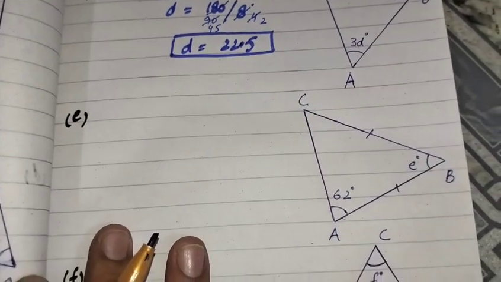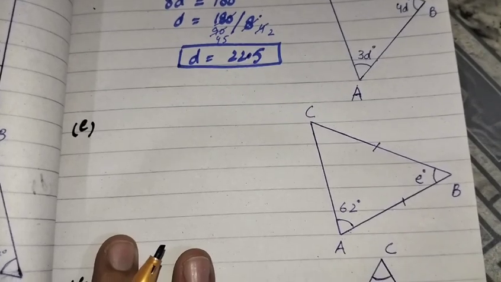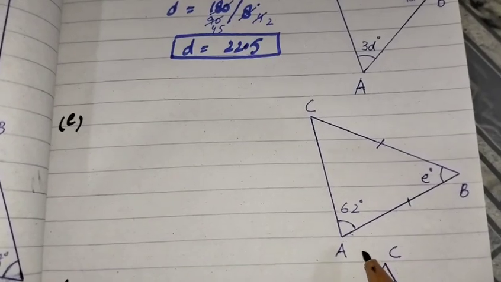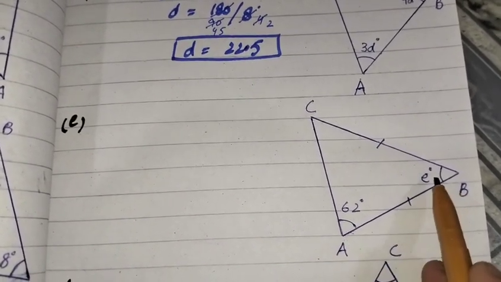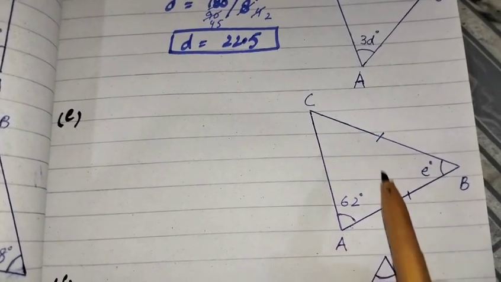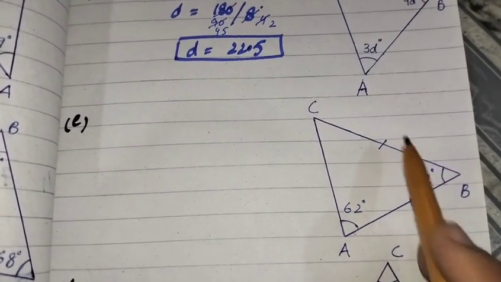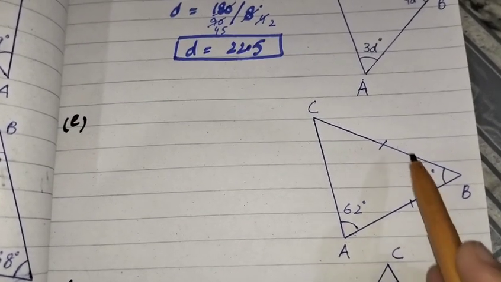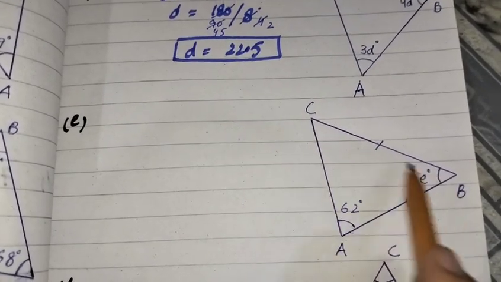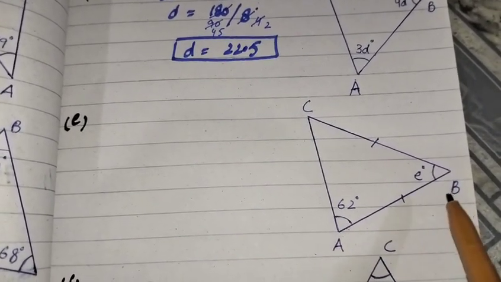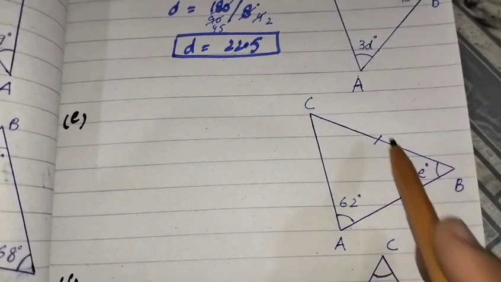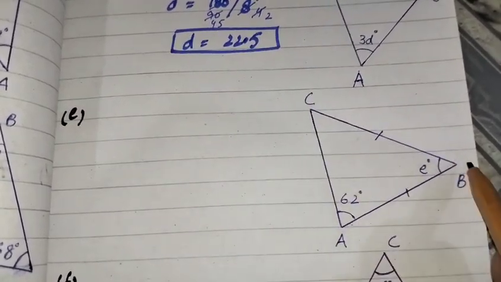Moving to part E. In this triangle we have 62 degrees, E degrees, and this angle is unknown. No angle is written here, but we are given that it is an isosceles triangle. These two single lines mean that line BC is equal to line AB. These two short lines mean that these two lines are equal. It means that AB is equal to BC.